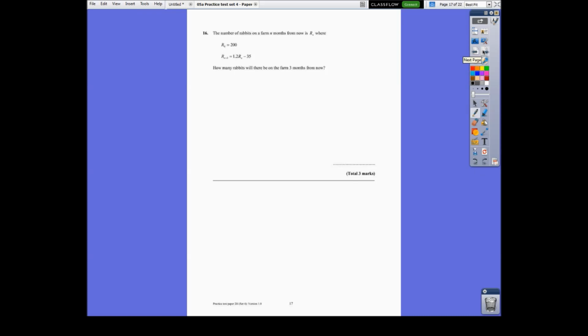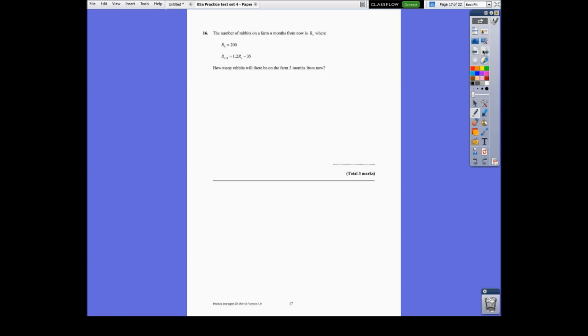Question 16. The number of rabbits on a farm in n months from now is Rn, where R0 is 200 and Rn plus 1 equals 1.2 Rn minus 35. How many rabbits will there be in 3 months from now?